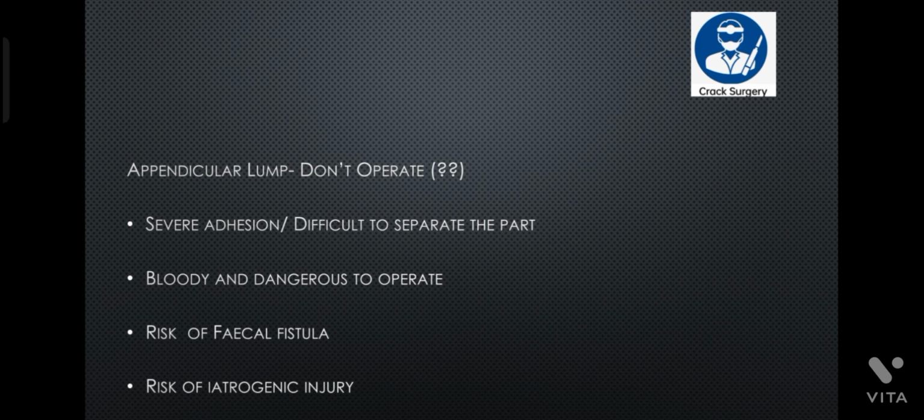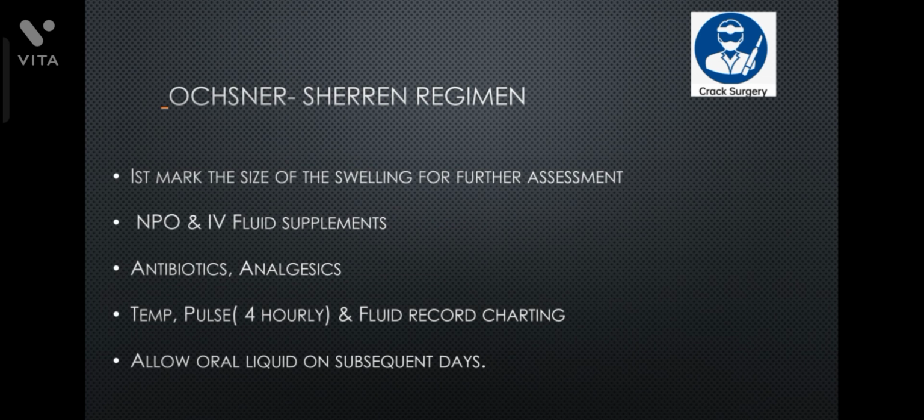Ochsner-Sherren regimen: first mark the size of the swelling for further assessment. NPO and IV fluid supplement, antibiotic, analgesic should be given. Temperature, pulse and fluid should be recorded, and allow oral liquid after several days. If more vomiting, then an antiemetic with PPI should be given.